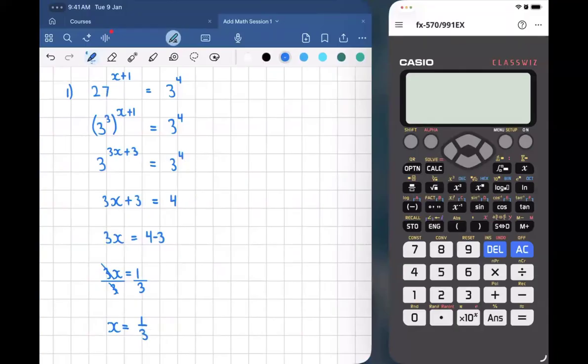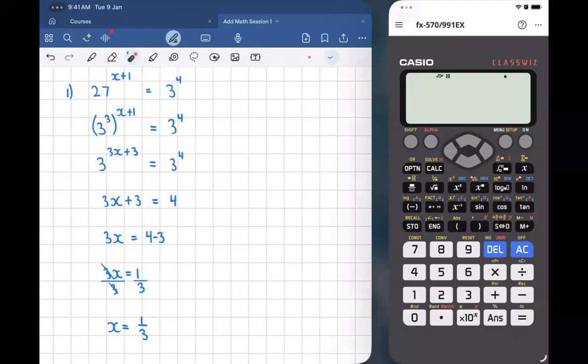So anytime you want to check if your answer is correct, you're going to plug it back into the equation. So when we plug in a third into this equation, we're supposed to get 3 to the power 4. First of all, let's figure out what 3 to the power 4 is. 3 to the power 4 is 81, right, Shay? So when I plug a third into this, I'm supposed to get 81. Let's see if that's the case. So 27 to the power 1/3 plus 1. We get back 81, so the left-hand side is equal to the right-hand side. Great.